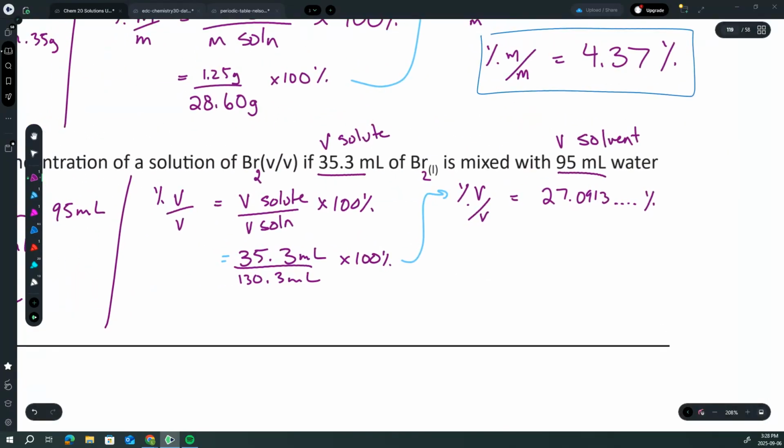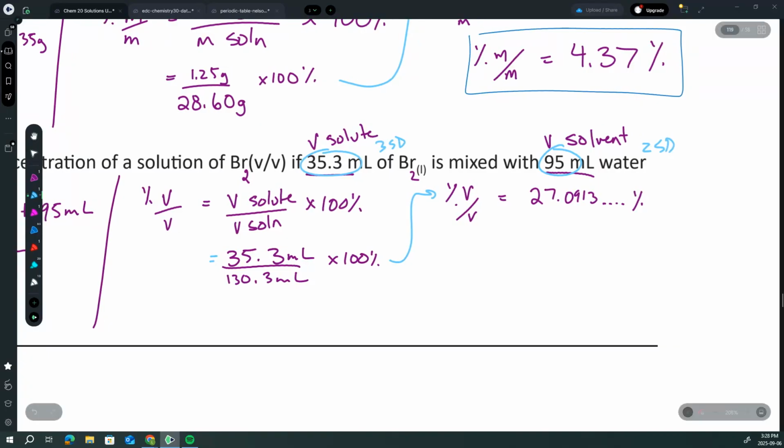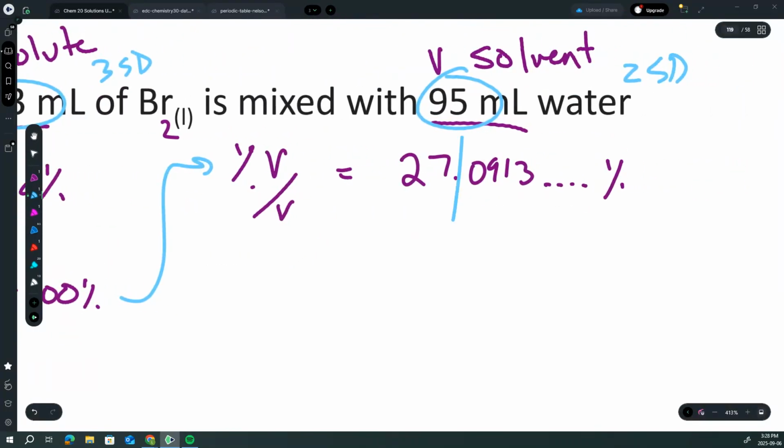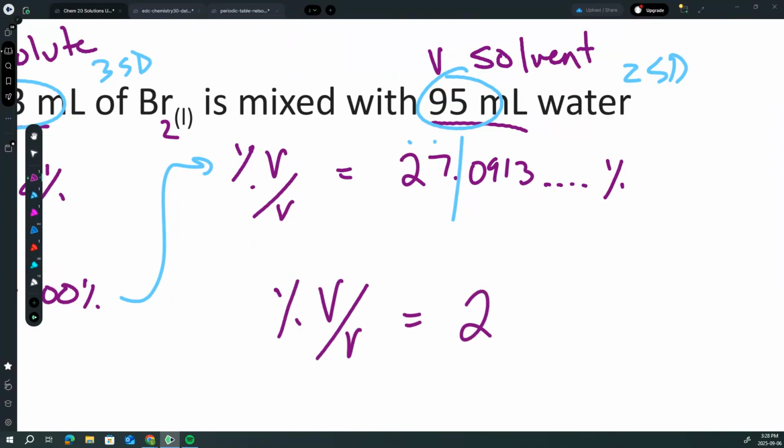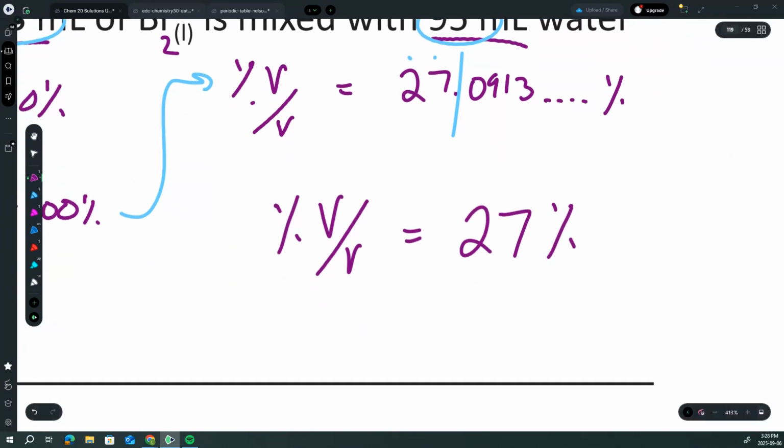Looking at my numbers given, this has 3 significant digits, this has 2 significant digits, so I'm going to go with 2 significant digits. There's my cutoff line because there's my 2 significant digits. So percent volume by volume is going to be equal to 27%.